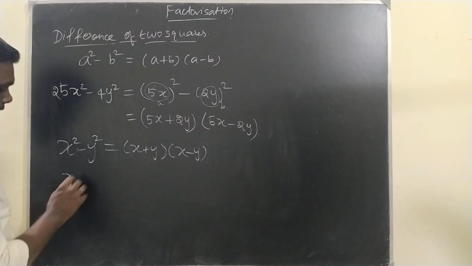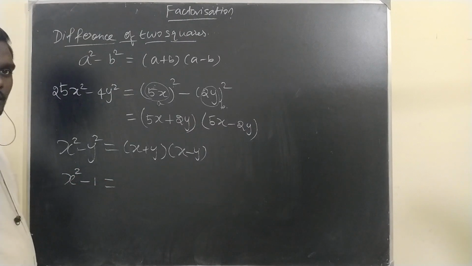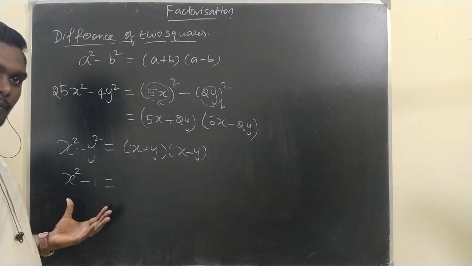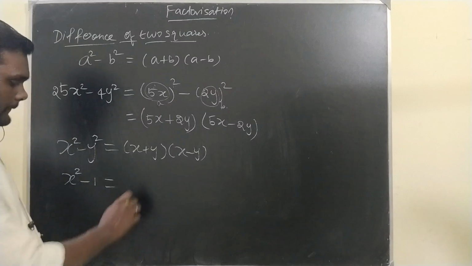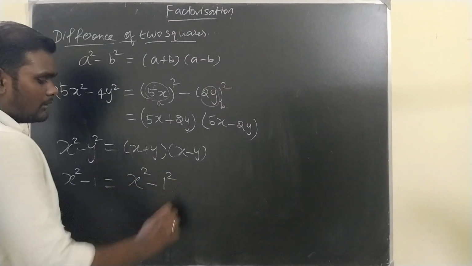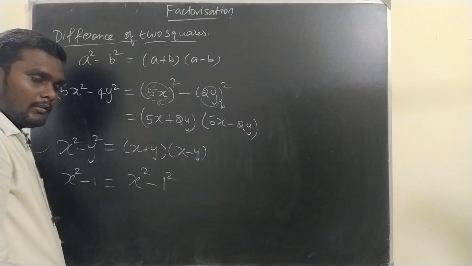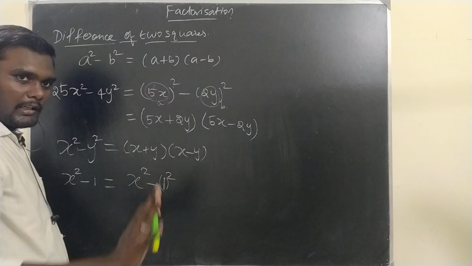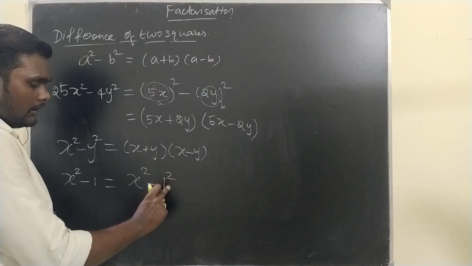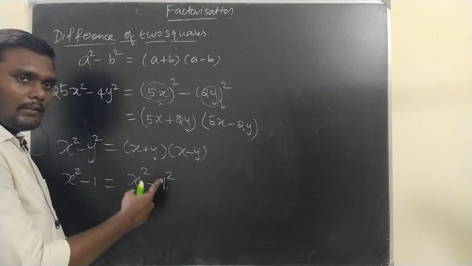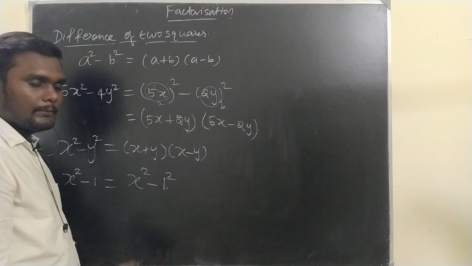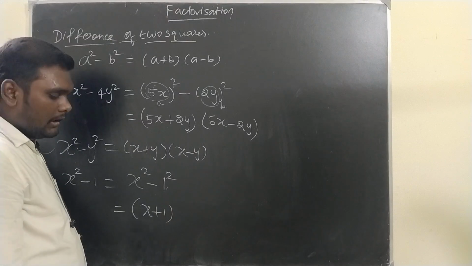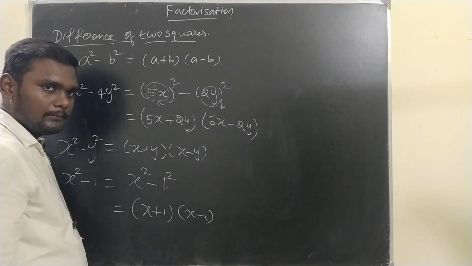Suppose I am having x square minus 1, then how can we express this? This is not visibly a difference of two squares, but x square minus 1 square, like we can write. When you write minus 1 square, that square is only for this 1, not this minus, don't get confused, only for this 1. So in this, what is our a, what is our b? a is x, b is 1. So we have a plus b, that is x plus 1, into a minus b, x minus 1.